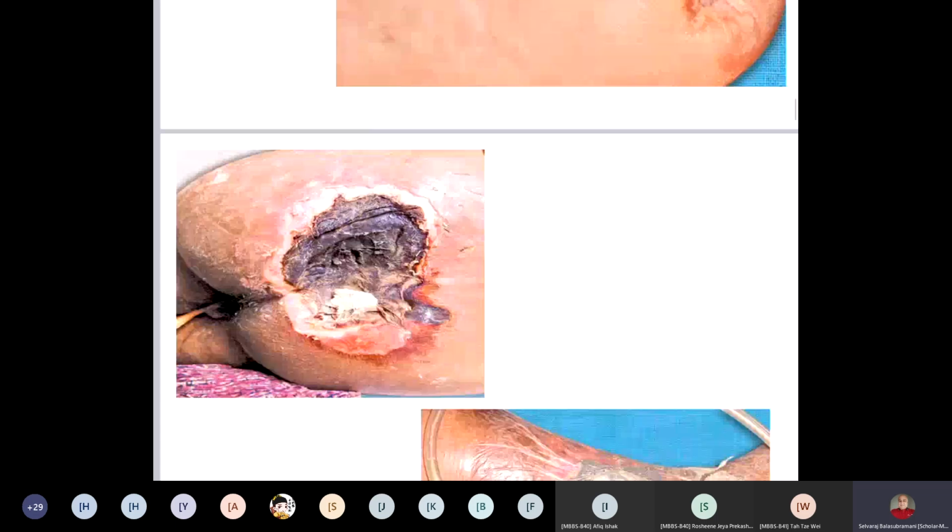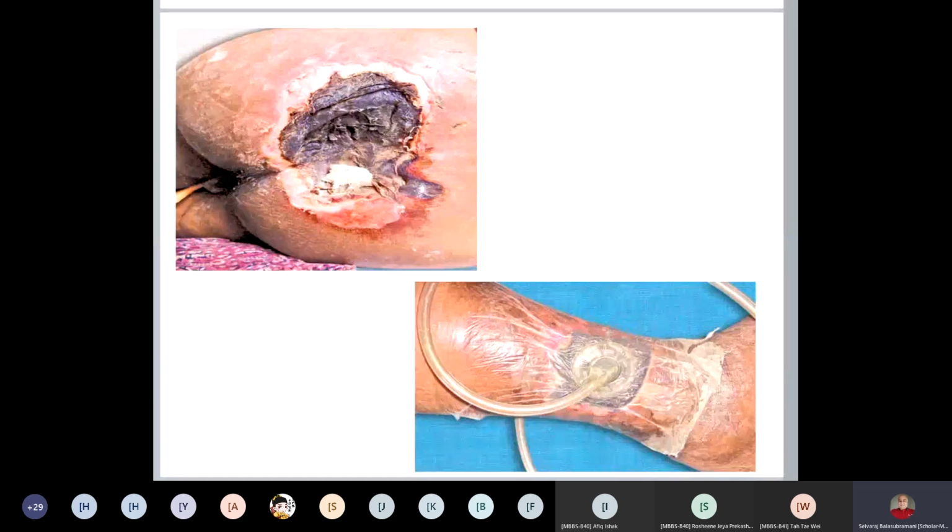Okay, coming to the next case scenario. You are seeing something. The first picture is over the sacrum. This is the lateral view of your patient. You are seeing the sacrum. You are seeing a very big ulcer with slough. That black stuff is the slough. What is a slough? I told you. What is slough? Dead soft tissue. Yes, dead soft tissue. And in the second picture, you are seeing some special dressing method.